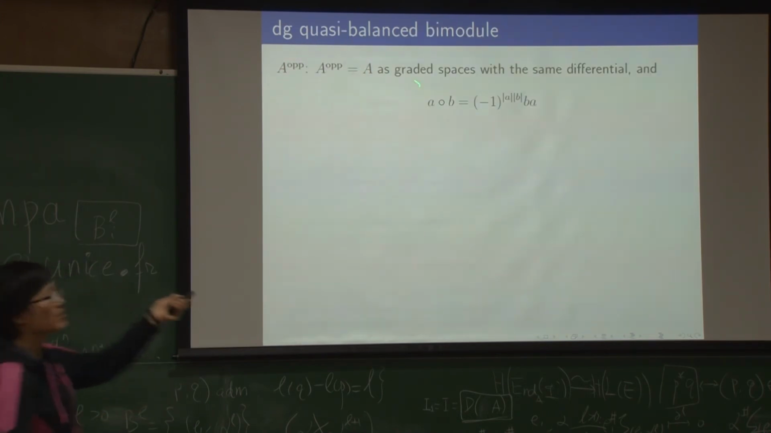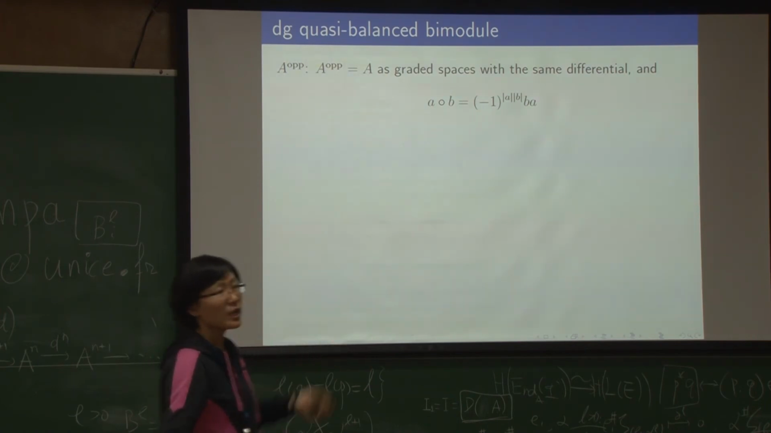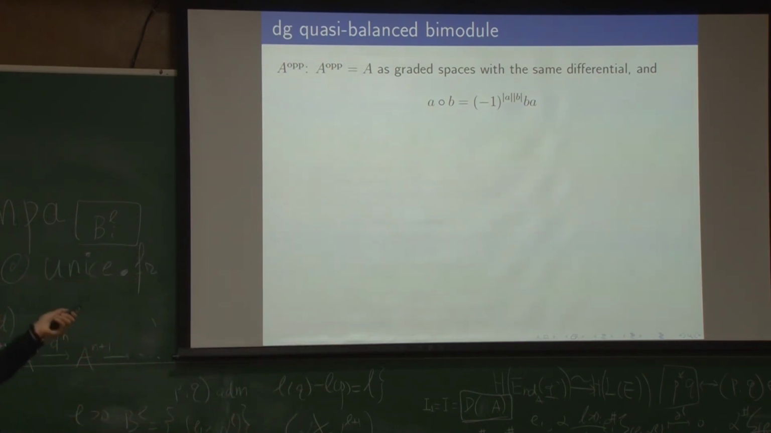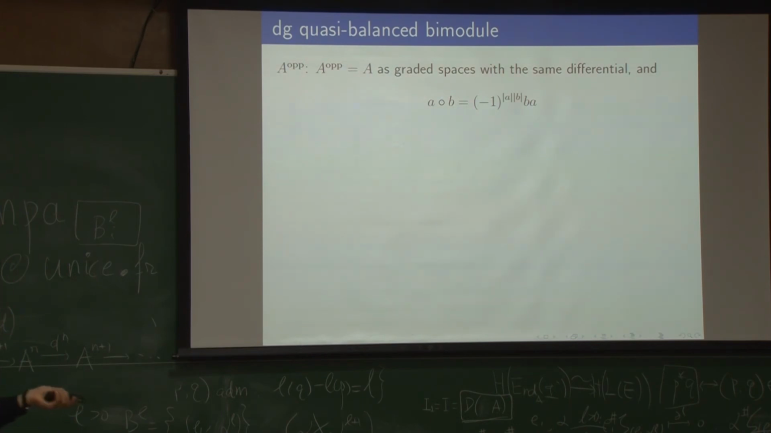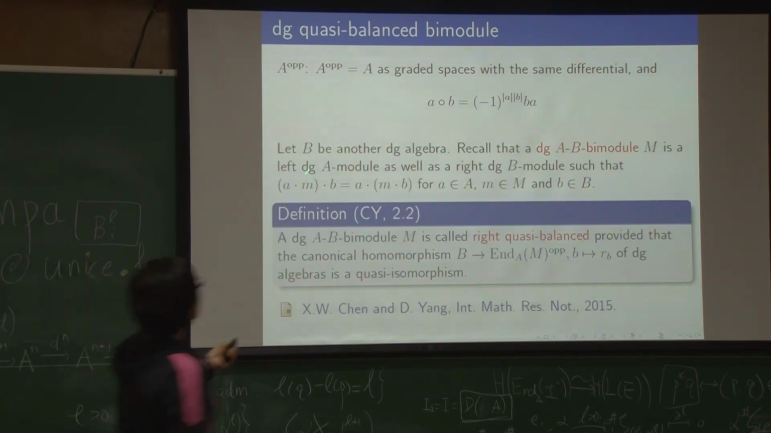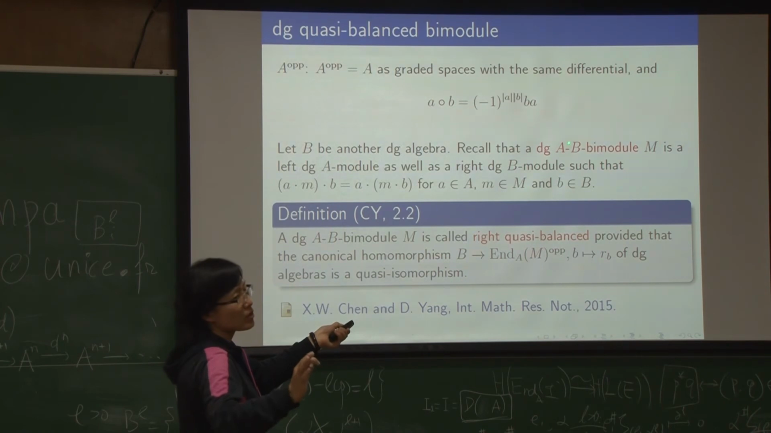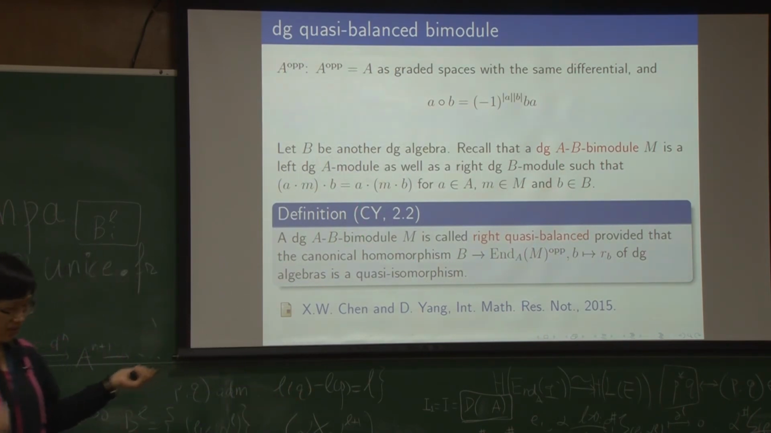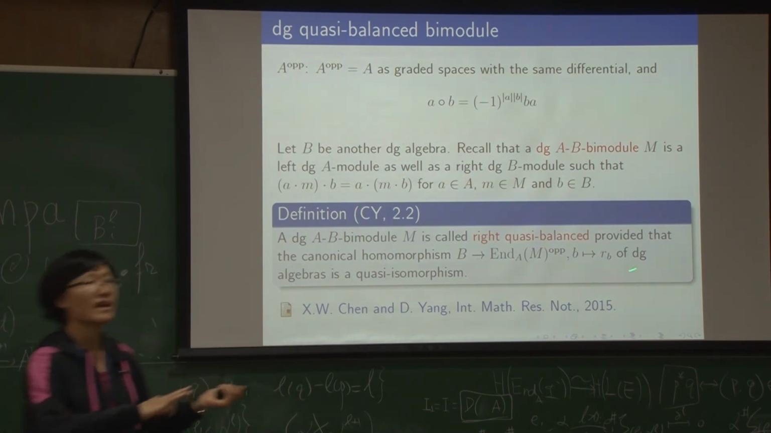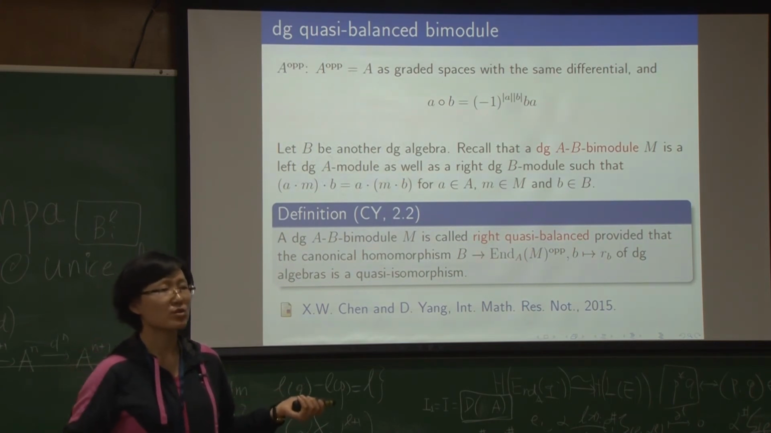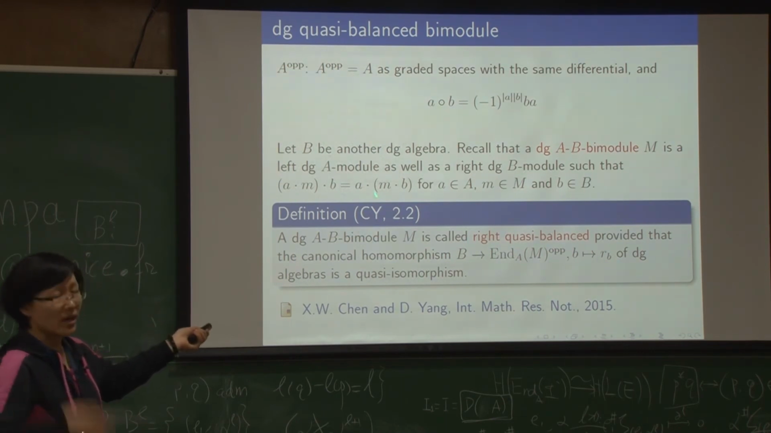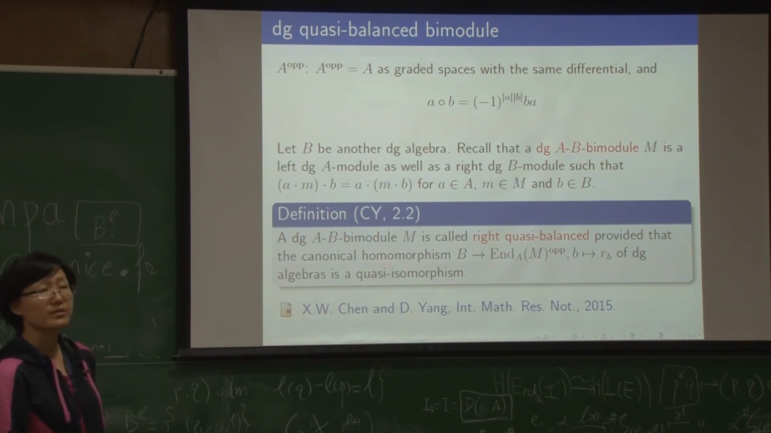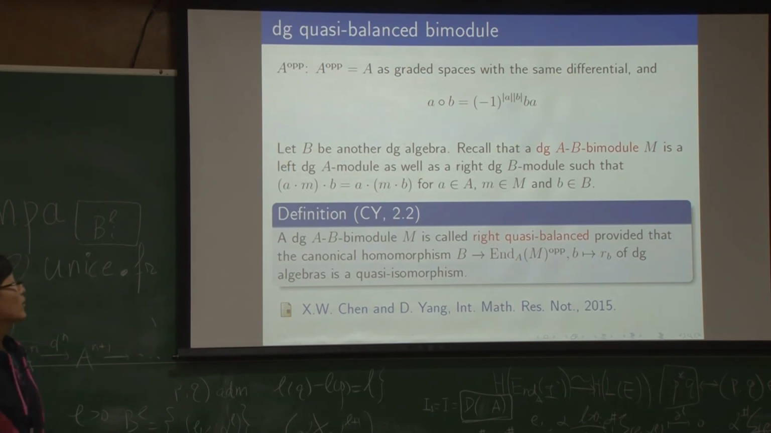So here we have similarly the DG opposite algebra. Usually we have the opposite algebra, but here for the DG case, AB is not BA, but we have this because we just changed the position here. So here, let's recall what a DG bimodule is. For a bimodule, we can guess that it should first be a left DG A-module and also a right DG B-module, such that these two actions are compatible.